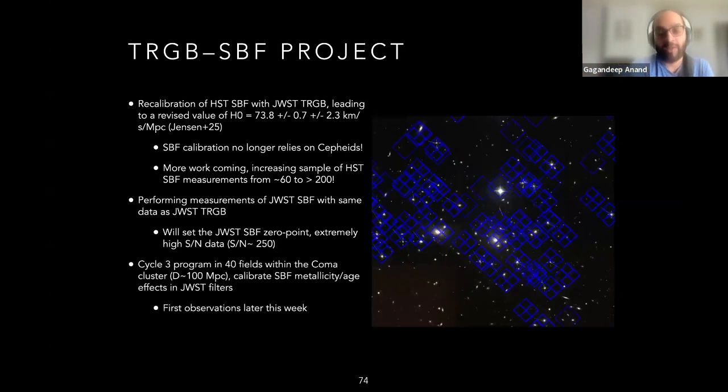In cycle 3, if this talk was happening a week later, I would have showed you the observations. The observations are actually happening starting in a couple days. But we have 40 fields in the Coma cluster, which is the nearest very rich cluster of galaxies. And we're going to calibrate the SBF metallicity and age effects. This image shows a sample of the Coma cluster and what our fields will look like. The orientations will be different in practice. So it's not going to be exactly like this, but we'll cover all the same main galaxies.